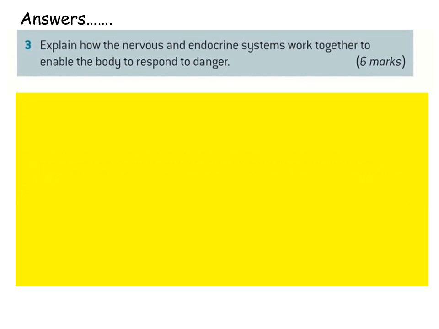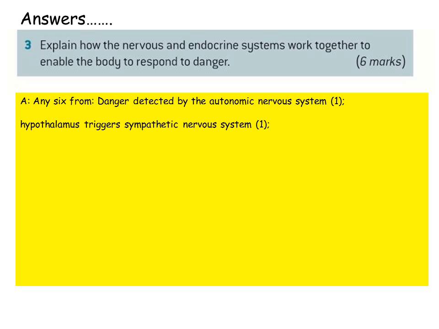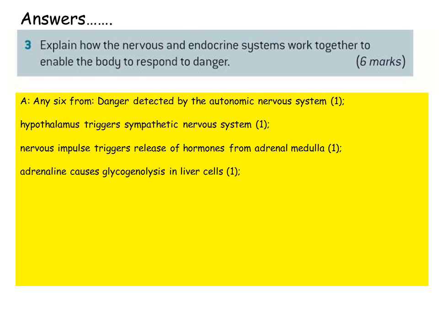Explain how the nervous system and endocrine systems work together to enable the body to respond to danger. So this is really looking at that flow chart. So any 6 of these: the danger is detected by the autonomic nervous system. Hypothalamus triggers the sympathetic nervous system. Nervous impulses trigger the release of hormones from the adrenal medulla. Adrenaline causes glycogenolysis in the liver cells, so release of glucose.